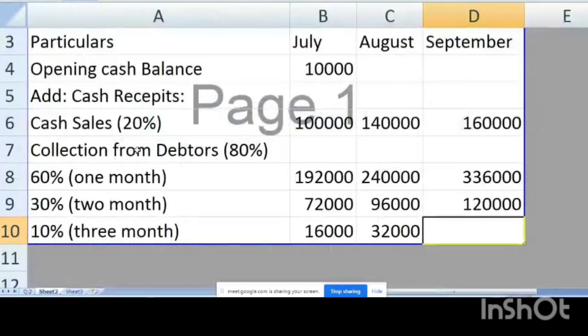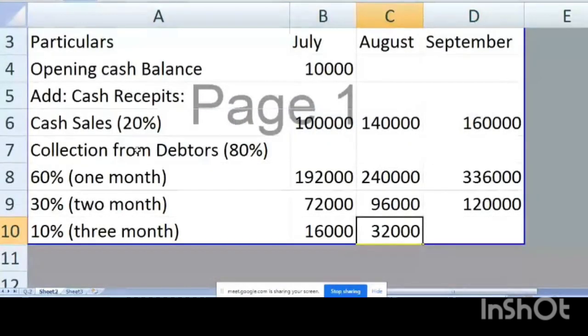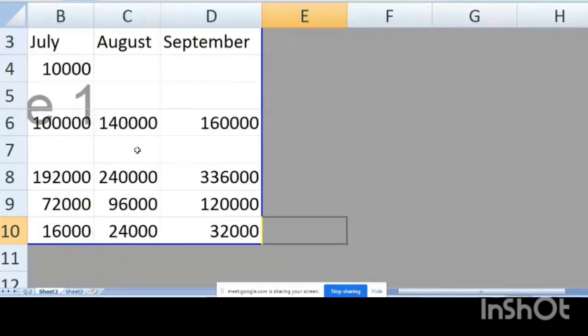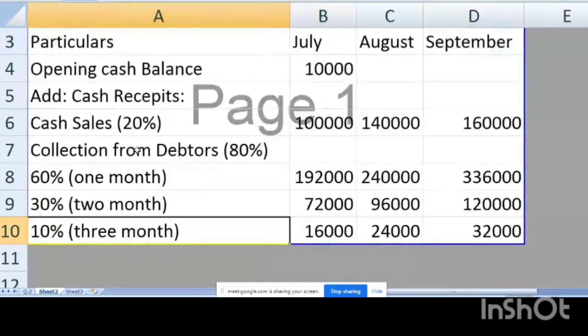Yes, 3 lakh. So this is wrong answer. 3 lakh into 8% directly. So it's a 24,000. Am I correct? And then after 32. Now it's okay? Yes, sir. Okay, very good.